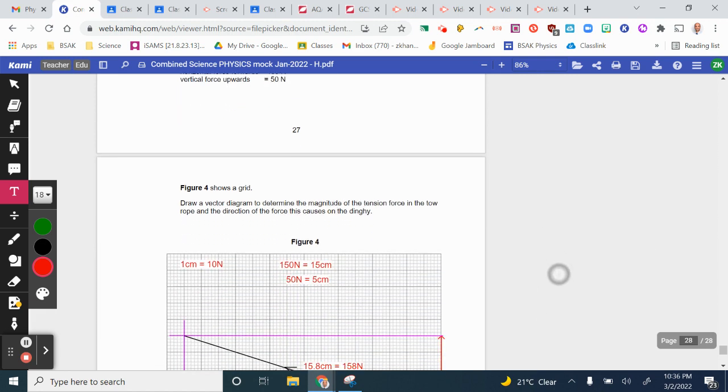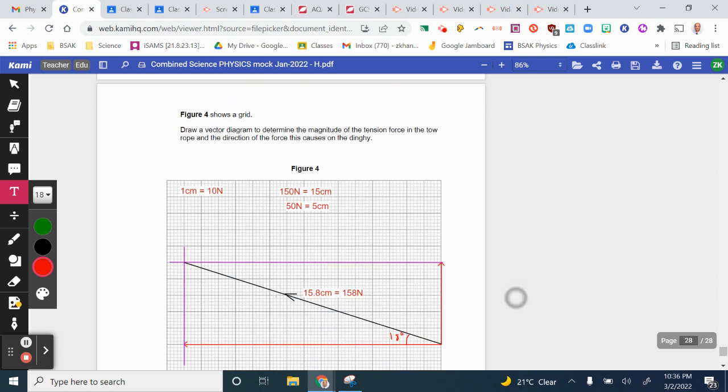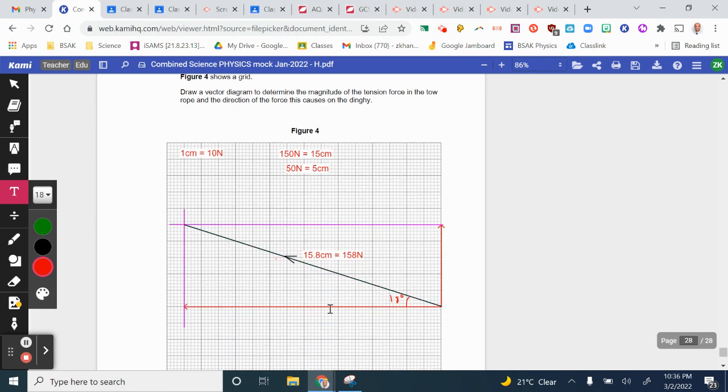So we have to draw a scale diagram. We've got to pick a scale. So I'm going to pick 1 centimeter is equal to 10 newtons. That means 150 newtons will be 15 centimeters, and 50 newtons will be 5 centimeters. So I'm going to draw an arrow horizontally 15 centimeters long, which I've done here. And I'm going to draw an arrow from the same point 5 centimeters vertically, straight up here.